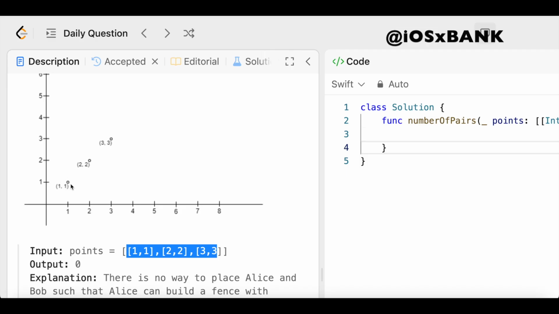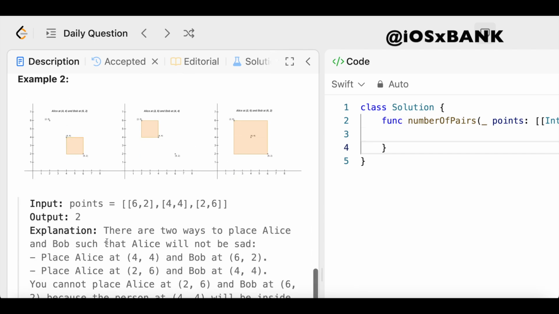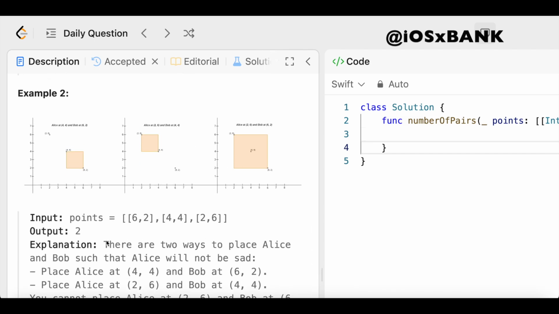Right? Because in order for Alice to be at the upper left corner, we would need a point to be at the upper left corner. But all of these points go up and to the right. So there is no point that we can create that will be at the upper left corner of the rest of the points, right? So we return 0. So let's take a look at example 2 where there are 2 different options we can choose. In example 2, we have our input points equals a 2D array of integers, first one being [6,2], then [4,4], then [2,6]. This time our output is 2.